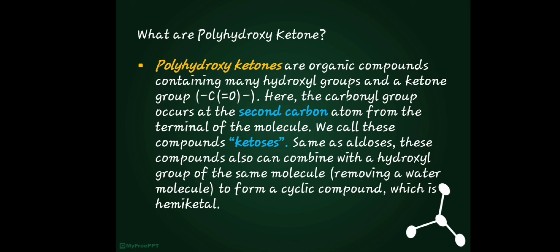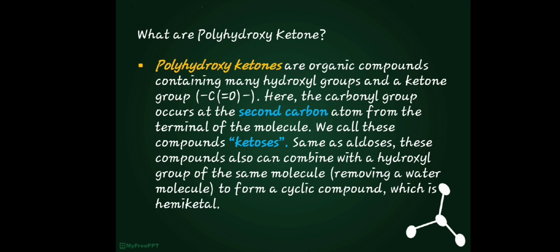Here, the carbonyl group occurs at the second carbon atom from the terminal of the molecule. We call these compounds ketosis. If aldosis can be presented in the terminal, or the above structural form of a polyhydroxy aldehyde, you will see ketosis in the middle, or in the second carbon atom from the terminal of the molecule. So from the above structure in polyhydroxy ketone, you can see the ketosis in the second carbon atom.